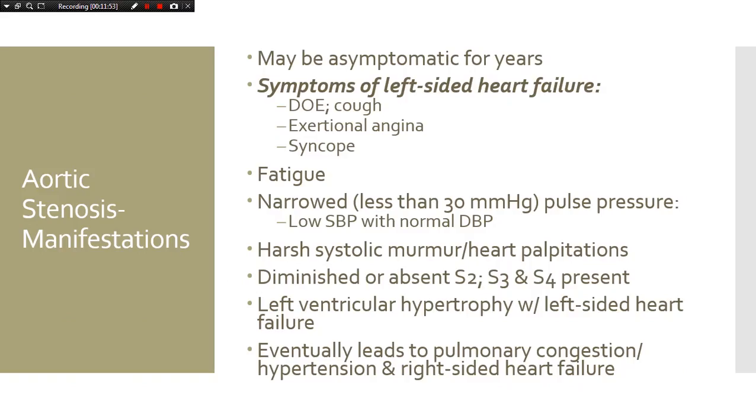Manifestations of AS develop when the valve orifice becomes about 1/3 its normal size. These manifestations include the classic triad of angina, syncope, and exertional dyspnea, reflecting left ventricular failure. Auscultation of AS often reveals a normal or soft S1, a diminished or absent S2, a systolic murmur, and a prominent S4.